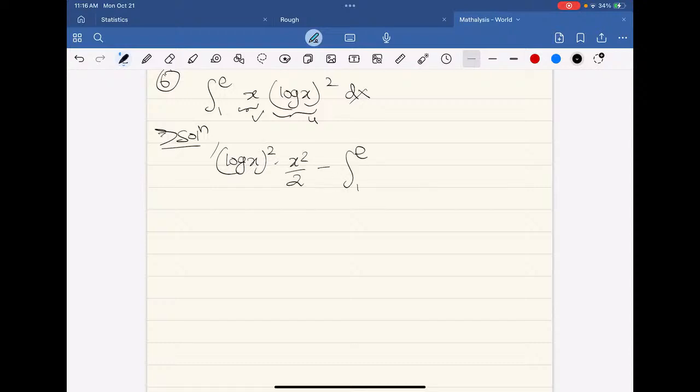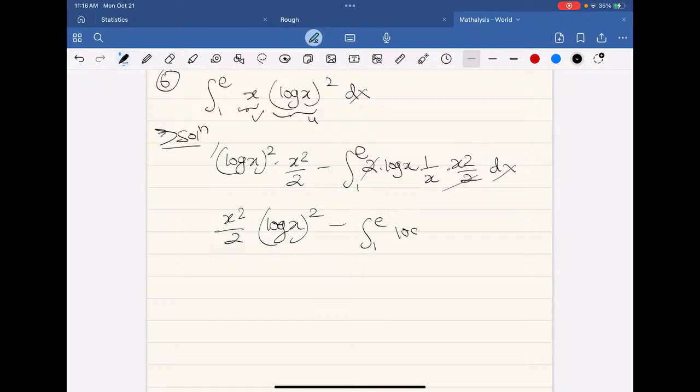integral from 1 to e. The derivative of (log x)^2 is 2 log x times 1 by x, times the integral of x, which is x^2 by 2, dx, right? The 2 cancels out. So we have x^2 by 2. So x^2 by 2 (log x)^2 minus integral from 1 to e. This is log x times x dx, right?